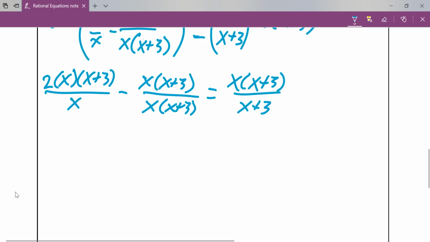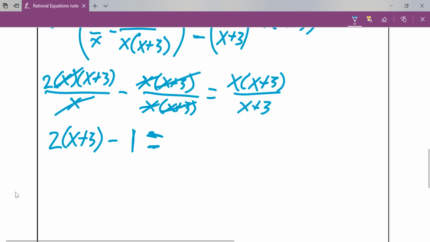So we're going to look here and say, well, we have 2 times x, but then we're also dividing by an x, so our x's are going to divide and make 1. And so we're just left with 2 times x plus 3. And then minus x times x plus 3 over x times x plus 3. So that just leaves us with a minus 1, because we have the same thing on top and bottom.